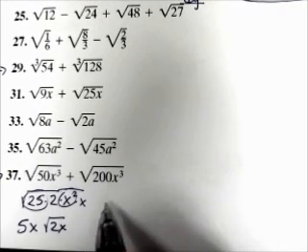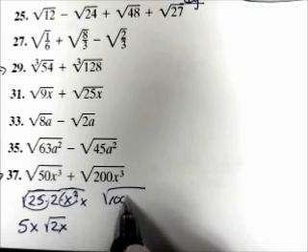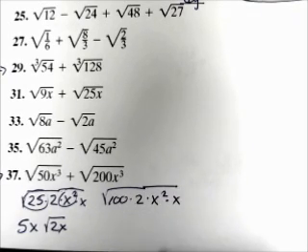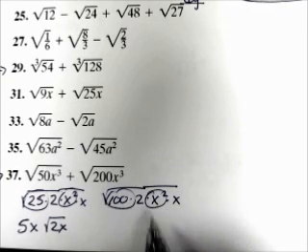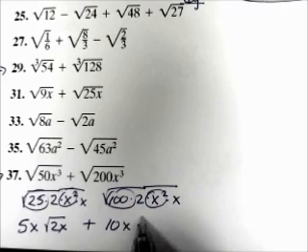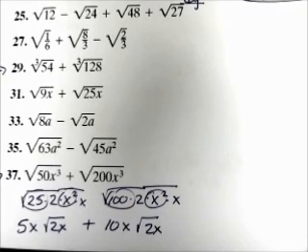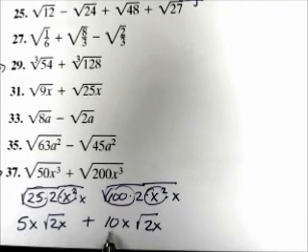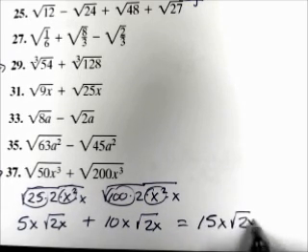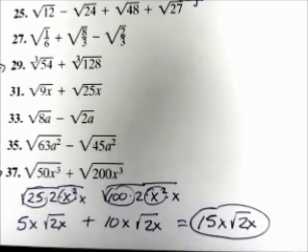And square root of 200x to the 3rd, 100 times 2 is 200, times x squared times x is x to the 3rd. Take out their square roots, 10x square root of 2x. And combining 5x plus 10x is 15x. Carry along the radical. 15x square root of 2x.